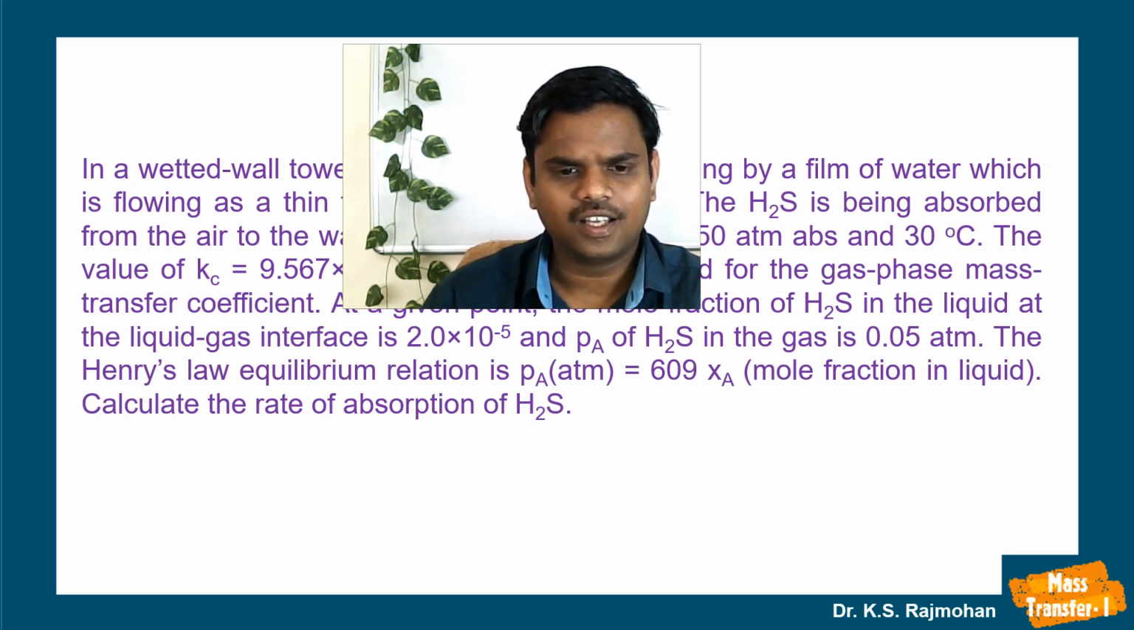So it's a simple problem. This is only about the flux expression, NA equal to Kc by Yb logarithmic mean into (CAS minus CA infinity). Okay, so no need of calculating any Sherwood number kind of thing. The only thing we have to take care of is the correction factor, because the concentration is given very low. You can see it is 2 into 10 power minus 5, and in the gas the partial pressure is given as 0.05 atmosphere, but take care that the total pressure is given as 1.5 atmosphere absolute.